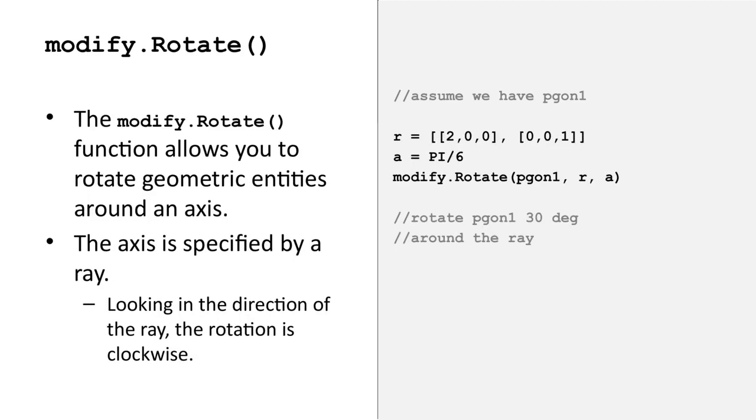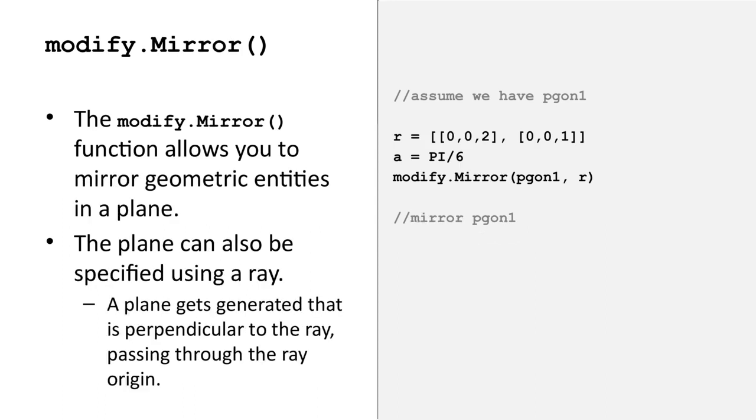The modify.rotate function can be used to rotate geometric entities around a ray. The direction of rotation will be clockwise when looking in the direction of the ray. The modify.mirror function can be used to mirror geometric entities in a plane. However, the function is overloaded and will also accept a ray instead of a plane. Given a ray, the function will generate a plane that passes through the ray origin and that is perpendicular to the ray.